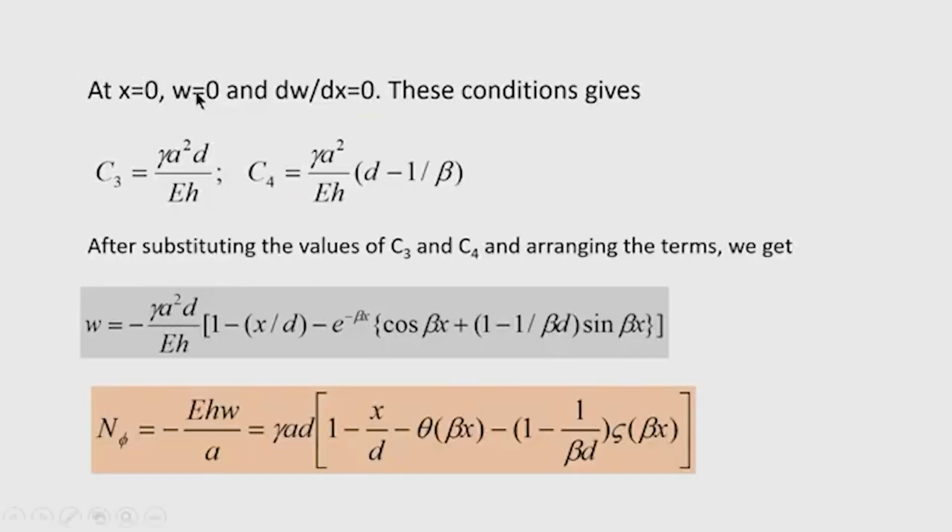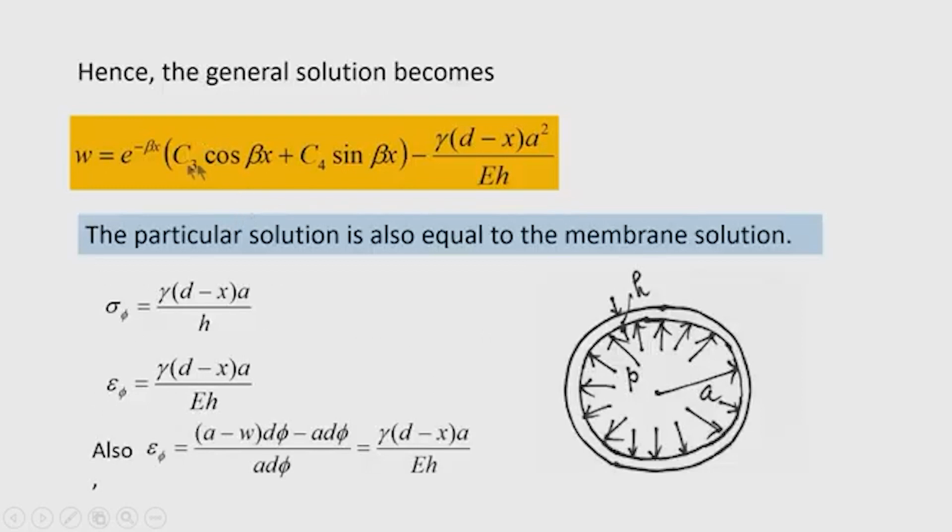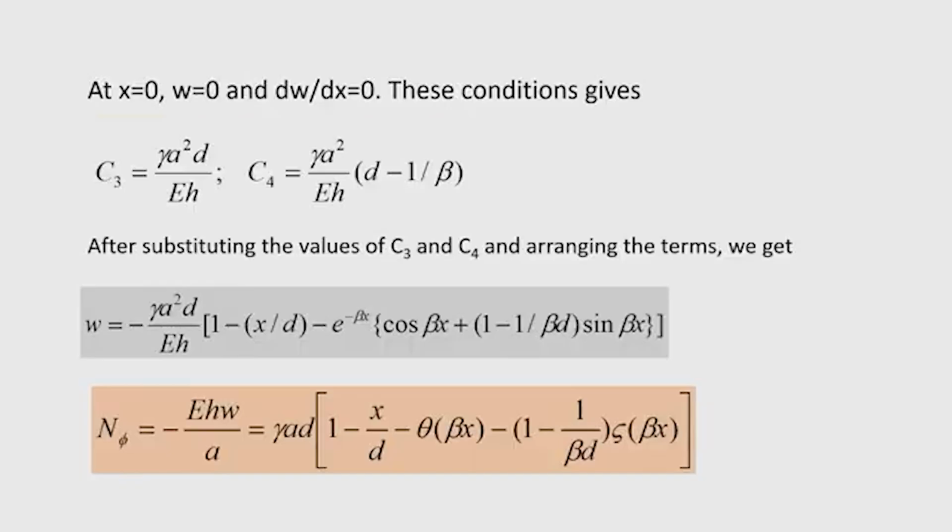At x is equal to 0, w is equal to 0 and dw by dx is equal to 0. So, this is our given boundary condition, and applying it in the deflection equation that we obtained here, we obtain the two constants: C3 as gamma a square d divided by E h, and C4 equal to gamma a square divided by E h into (d minus 1 by beta).